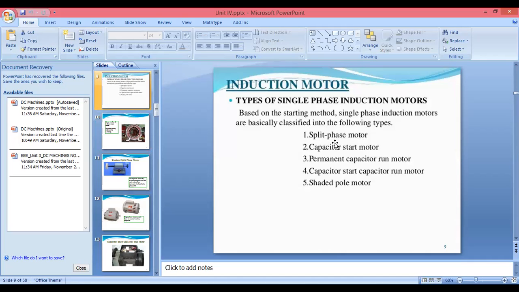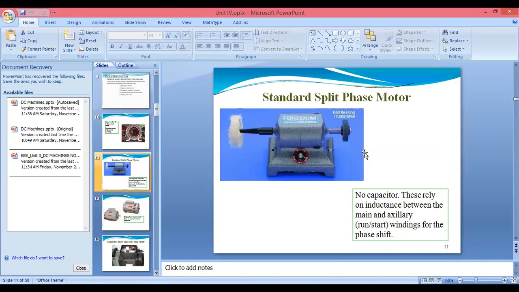These are split phase, capacitor start, permanent capacitor, capacitor start capacitor run, and shaded pole motor. So here we can see the standard split phase induction motor. If you see practically, that induction motor will look like this. And if you see here, we are not using any capacitor. This will depend only on induction between the main winding and the auxiliary winding. Auxiliary means the winding which is in the running condition.